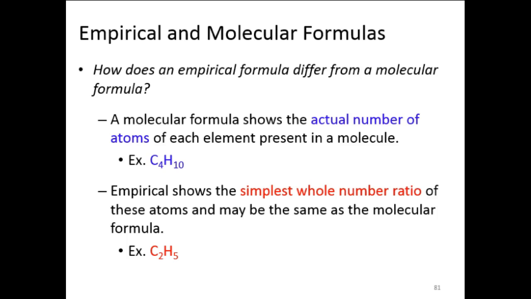Okay, so first let's talk about what the empirical and molecular formulas are. Empirical formula is going to be the simplest whole number ratio of an atom, whereas the molecular formula is the actual number of atoms of each element present in the molecule.